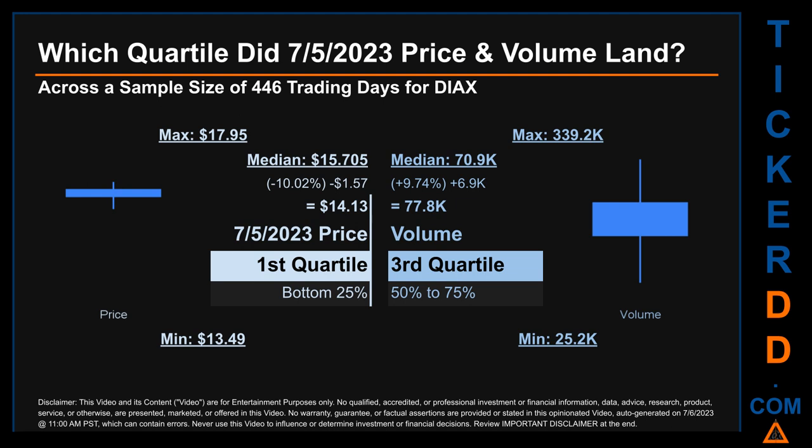Quartiles tell us about the spread of a data set by breaking that data set into quarters, just like how the median breaks the set into half. Descriptively, DIAX has a median price of $15.705. Therefore, the 5th of July 2023 price was lower from that middle marker by 10.02%. The day's volume of 77.8 thousand was more than the median by 9.74%.